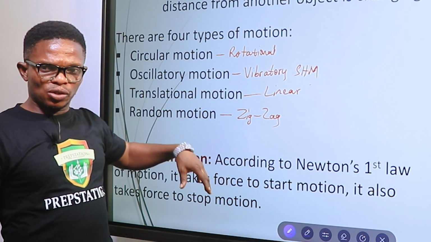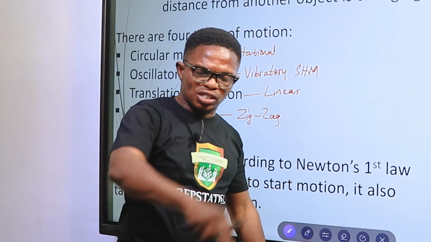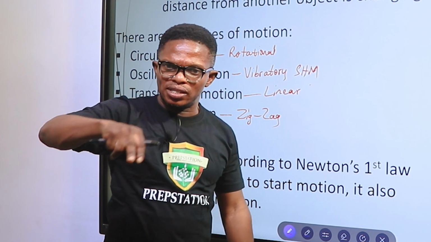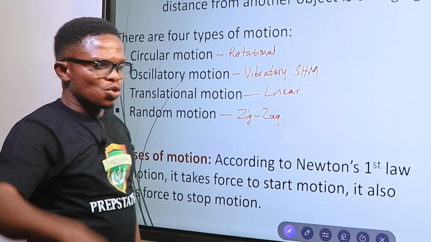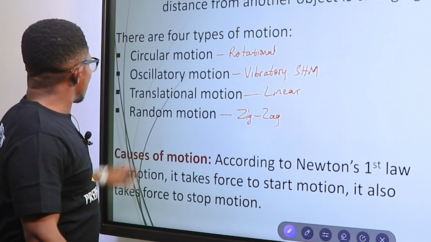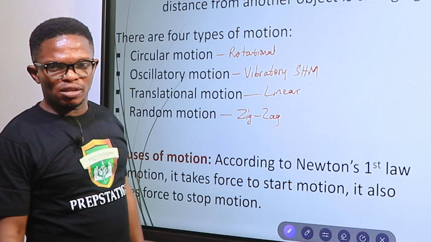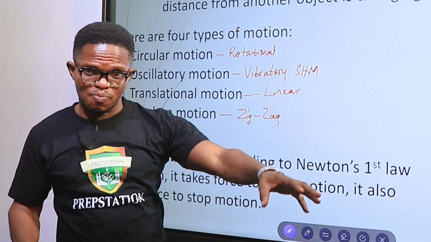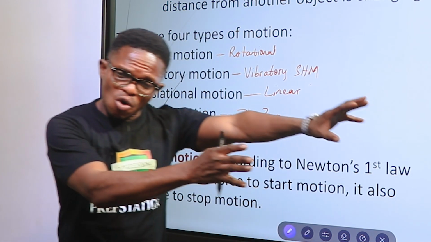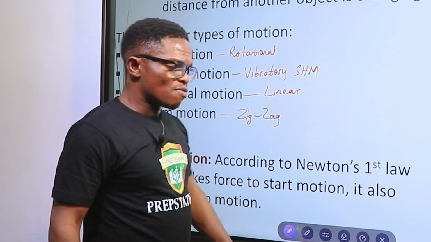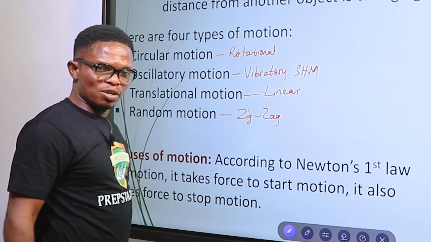Now, what is circular motion? When an object keeps going about a particular point in a concentric circle, you call it circular or rotational motion. Then number 2 is oscillatory, vibratory. An example of oscillatory motion is the simple pendulum. When an object moves to and fro about a particular point, you call it vibratory or oscillatory motion.